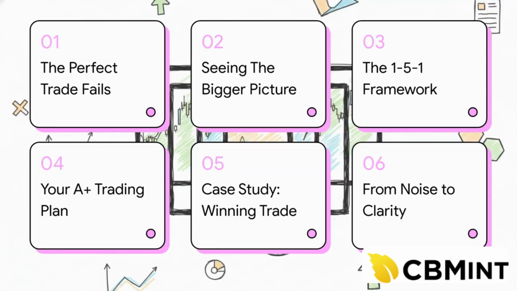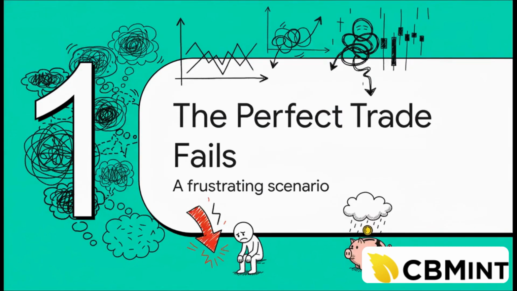All right, so here's what we've got on tap. First, we're going to look at a super common and frustrating trading mistake. Then, we'll get into the solution, this clear framework for seeing the market. And we'll wrap it all up by showing you a step-by-step plan and a real-world example of how it all works. So let's kick things off with a scenario that, well, probably hits a little too close to home for a lot of traders out there.